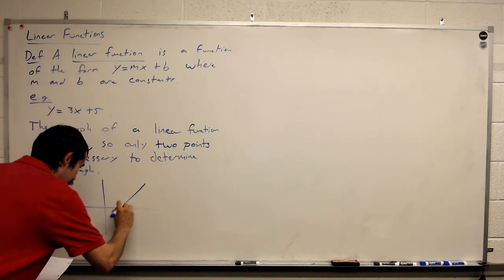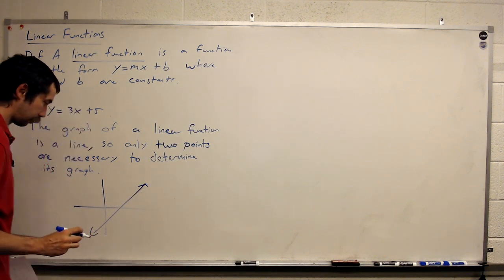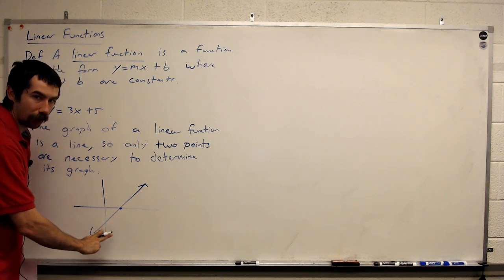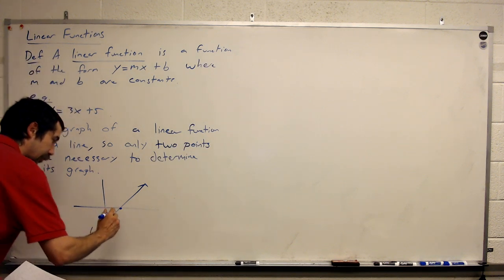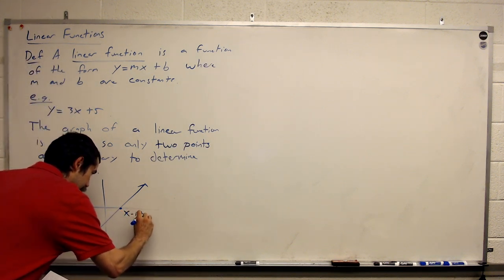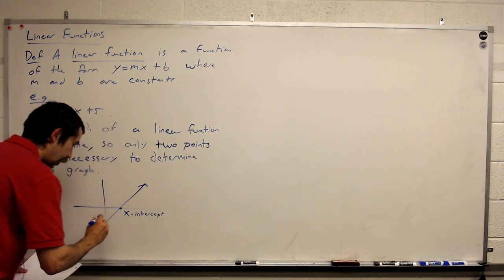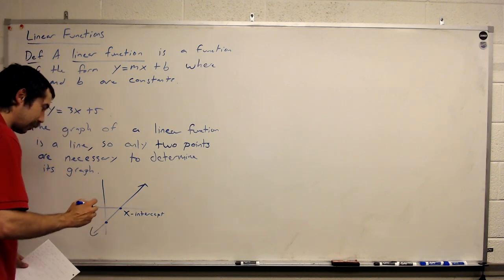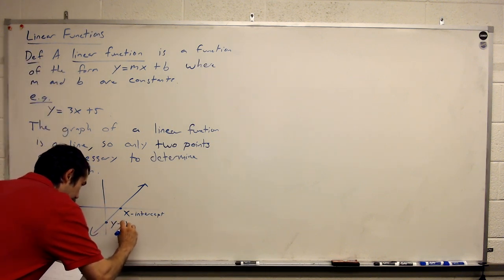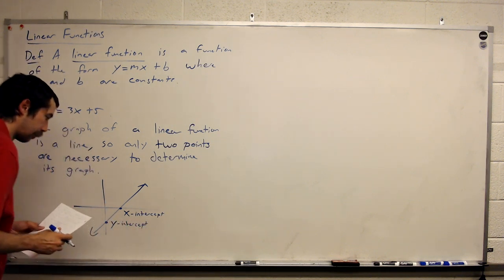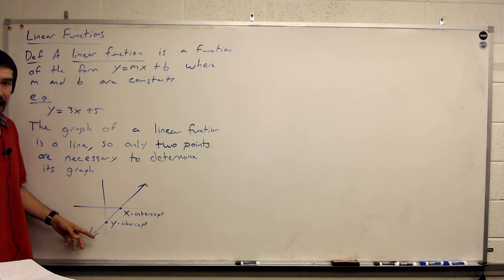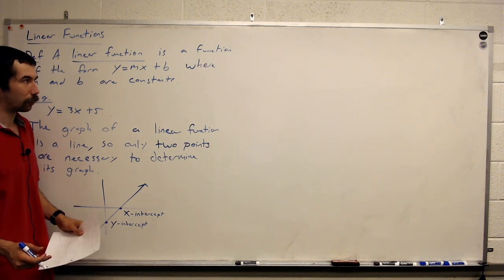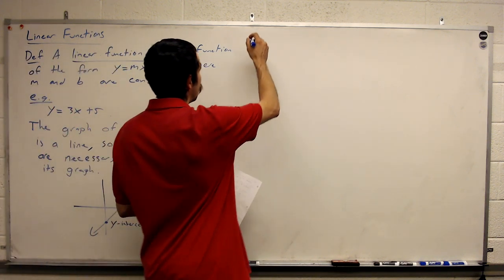So suppose we had our graph. This point where the line crosses the x-axis, this is called the x-intercept. And this point where our graph crosses the y-axis is called the y-intercept. Okay, so if we could find the x-intercept and y-intercept, that's 2 points, and we could connect the dots and we'll know what the graph of our line looks like.